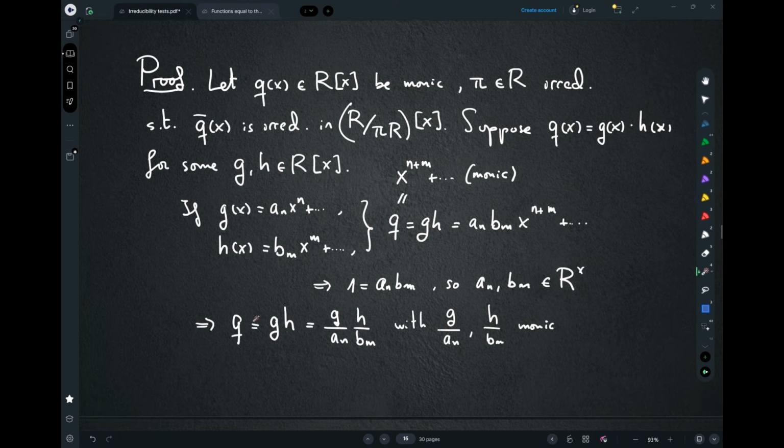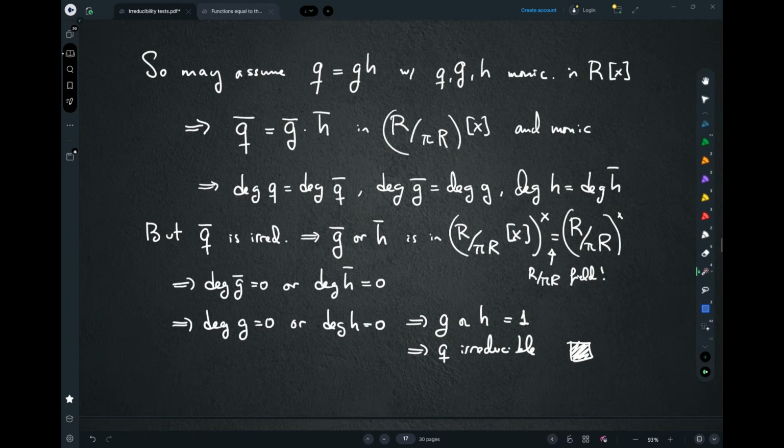So q, which is equal to g times h, I can divide by 1 and then replace the 1 by a n times b m and distribute the a n and b m. So now q is equal to g divided by a n times h divided by b m. And g divided by a n and h divided by b m are monic polynomials. So without loss of generality, I can assume that I have a factorization q is equal to g times h, and everything is monic polynomials.